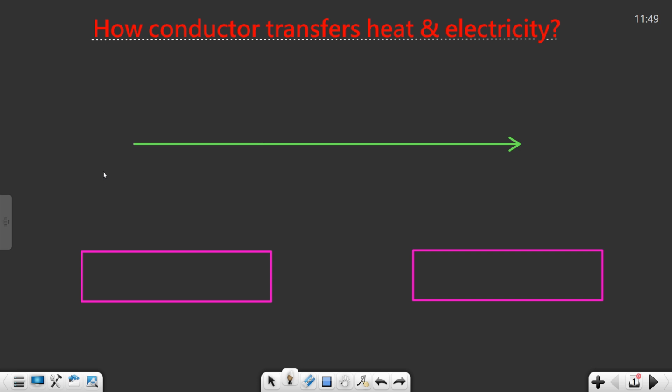If you could remember, in the previous session I asked you this particular question: how exactly a conductor is able to transfer heat and electricity, and why an insulator fails to do so. I believe that you all have tried your best to think upon this question. Now it's my turn to explain the entire logic and the scenario behind it.